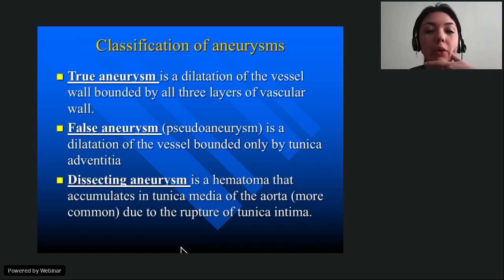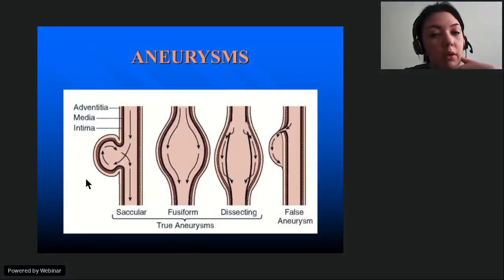And a dissecting aneurysm is actually a hematoma that accumulates in tunica media of the aorta. It is more common in the aorta, due to the rupture of tunica intima. It is a dissecting aneurysm, and it is very dangerous. So here you can see this is a true aneurysm. You can see that all three coverings, all three layers of the vessel wall, form the aneurysm.